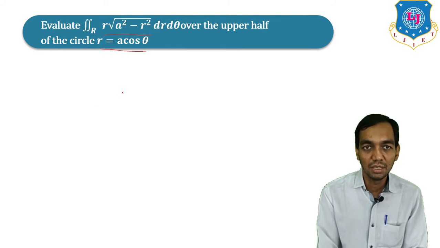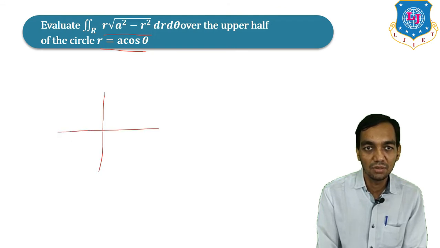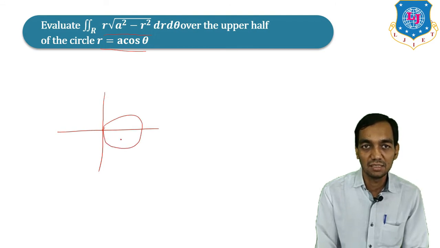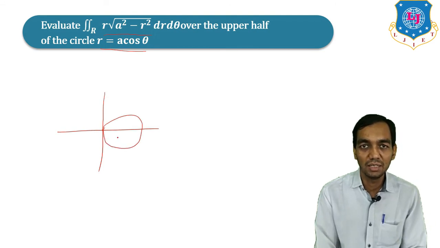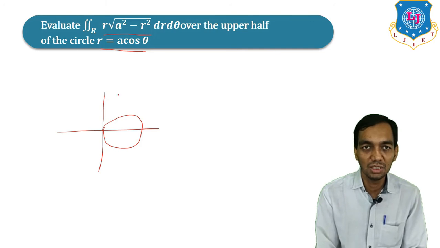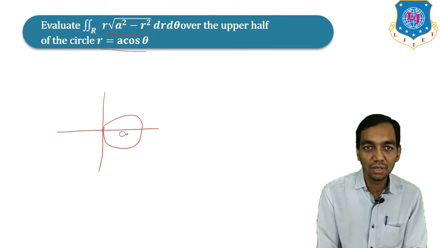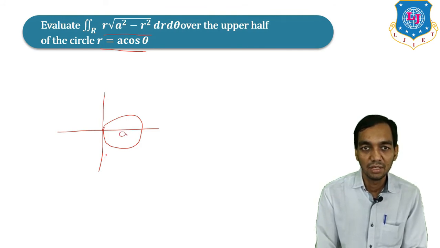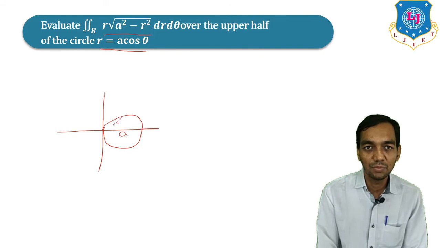Now see, here you have been given the circle. Now r is equal to a cos theta is the circle which we have seen. It is a circle on the positive x-axis, because a is not defined, so we are going to consider that a is positive, as here a is given. Done. So here you have a circle with diameter a, and it is given that the upper half of the circle is given. So this is the area of integration.